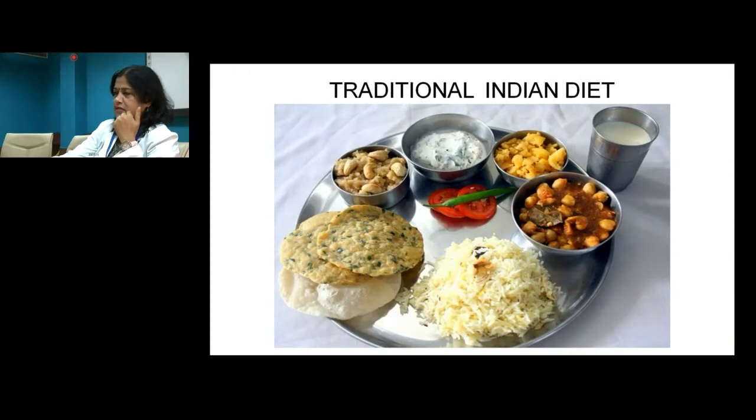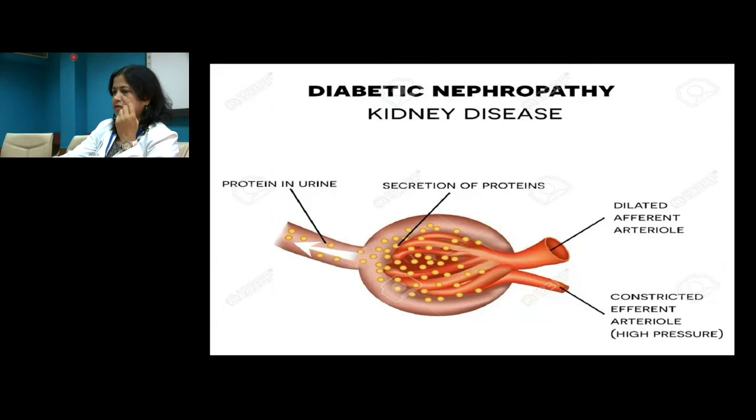Now comes diabetic nephropathy. What is diabetic nephropathy? If a person is suffering from diabetes, there are three types of, you can say, triopathy.